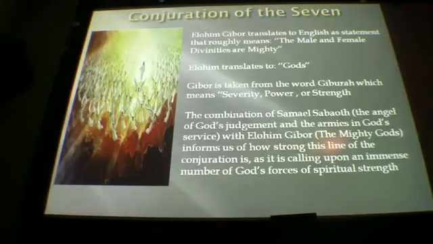The combination of Samael Sabaoth, the angel of God's judgment, and the armies in God's service, with Elohim Gabur, the mighty gods, informs us of how strong this line of the conjuration is, as it is calling upon an immense number of God's forces of spiritual strength. So this is a really important line. We're calling in a lot of positive vibes here.